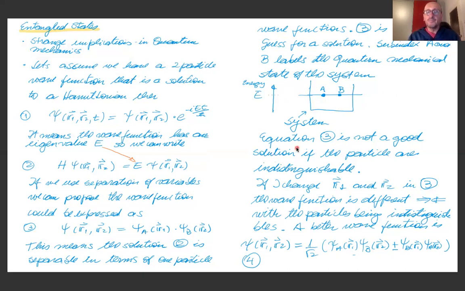So this solution here that I wrote in 3 is not a good solution if the particles are indistinguishable. What does it mean that the particles are indistinguishable? It means that I cannot differentiate them if I look at them, because why would that happen? Because they are very close. They're inside an atom, for example. They could be the two electrons in the 1s level of helium, for example.